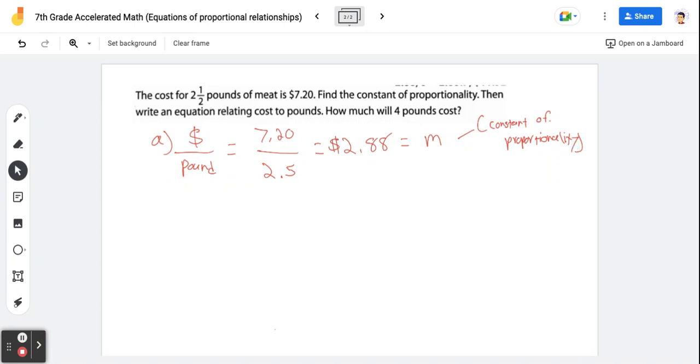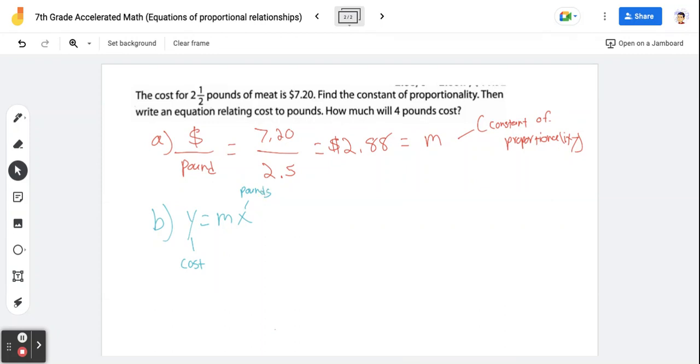Now let's write an equation relating cost to pounds. Okay, so for B, we want to write our equation. Remember, the equation of a proportional relationship is y is equal to m times x. In this case, we can specify what everything is. Our dependent variable, our y value, is going to represent the cost, because the cost depends on the pounds of meat.